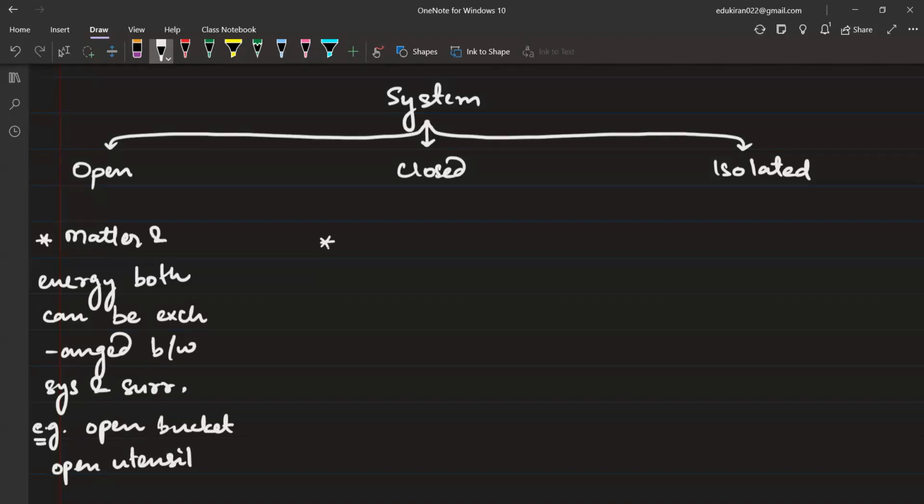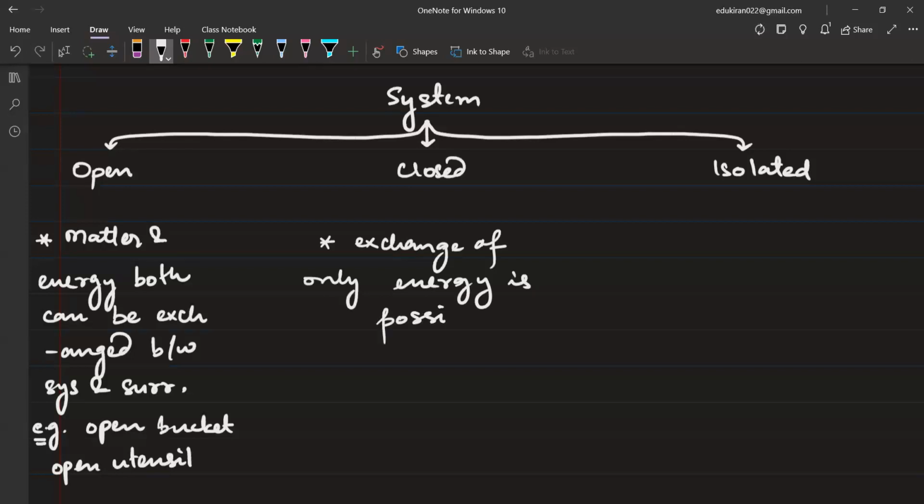You cannot exchange the matter, but the exchange of energy is possible. Please write: exchange of only energy is possible. For example, if you have a steel bottle, the steel bottle can get hot or cold. If you keep it in the fridge, it will become cold. So obviously there is an exchange of energy.